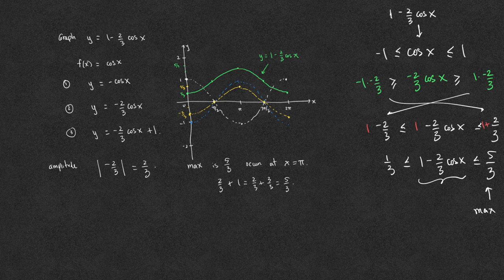If we wanted the minimum value of 1 minus 2/3 cosine of x, it would be 1/3. This is also known as the range of the function. In this case, the range of the function 1 minus 2/3 cosine of x is from 1/3 to 5/3, including the endpoints. The domain of this function is the set of all real numbers, and so if we want another cycle, we just simply go from 2 pi to 4 pi and copy the exact same graph.